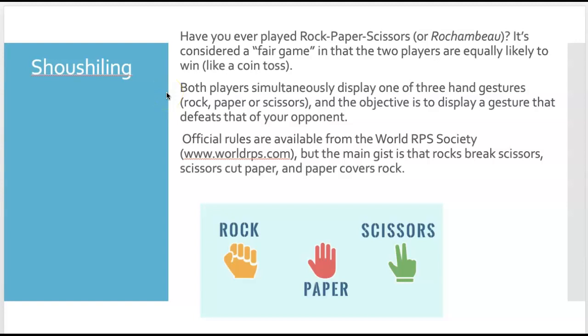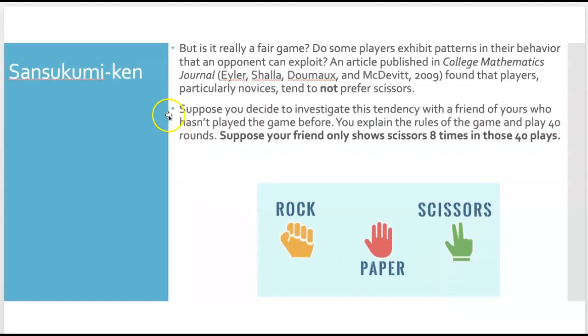They're explaining the game, and of course there's a website. What they're pointing out in the study is, but is it really a fair game? Do some players exhibit patterns in their behavior that an opponent can exploit? They're saying that players relatively new to the game tend to avoid scissors, meaning each outcome is not equally likely. They're more likely to select paper or rock versus scissors.